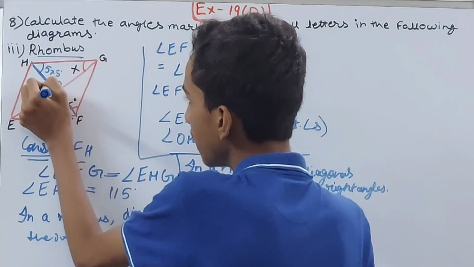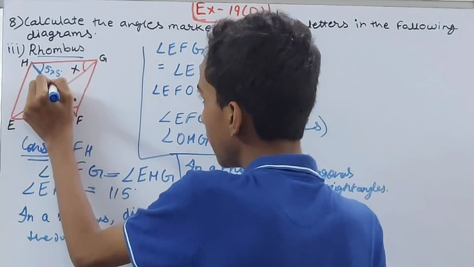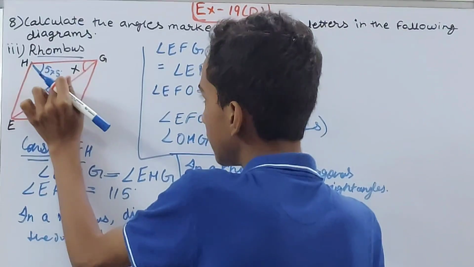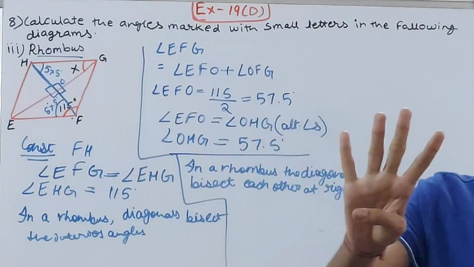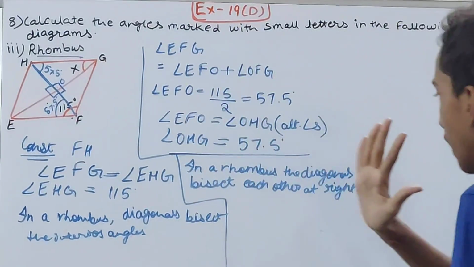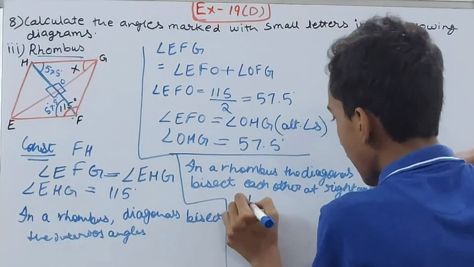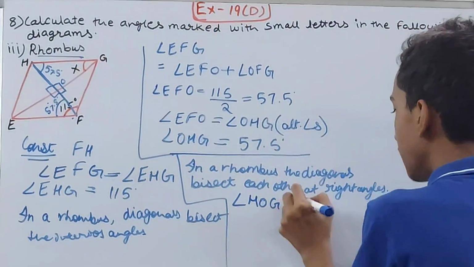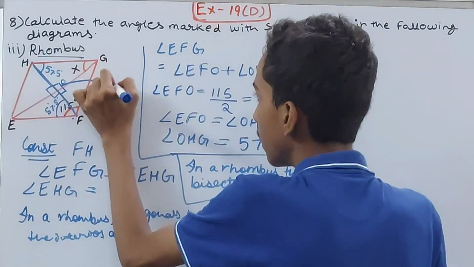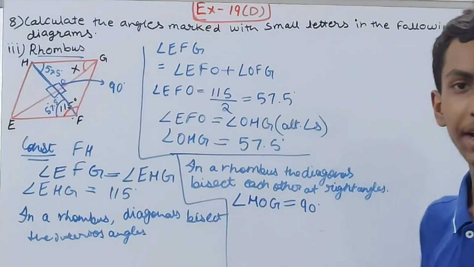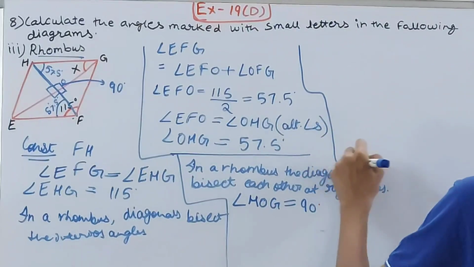So that means this angle will be a right angle, this angle will be a right angle, this one will also be a right angle, and this angle right here will be a right angle as well. Clear? All the four angles are 90 degrees. So angle HOG will be equal to 90 degrees. Okay, HOG is 90 degrees. Now we will come to the final part of this question.